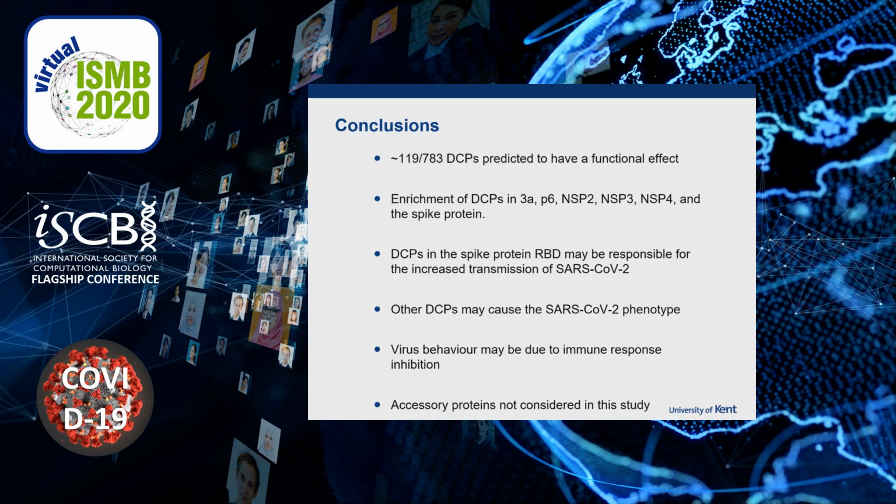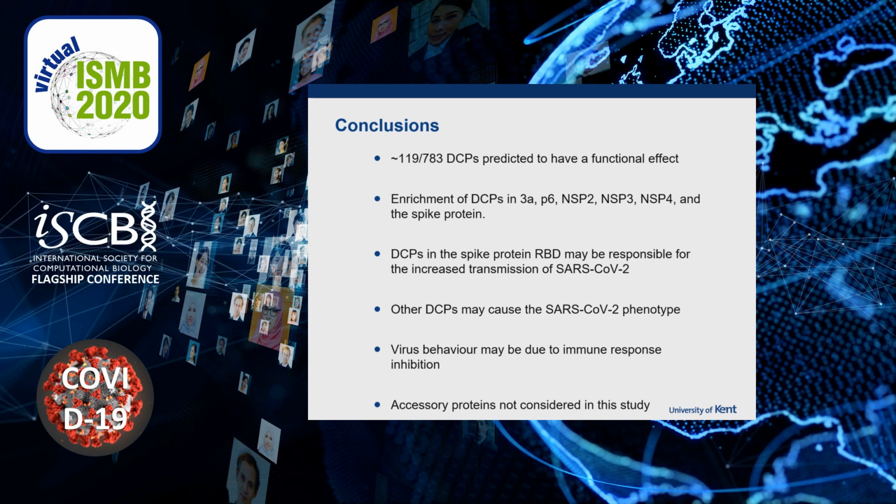So to conclude, we identified around 119 out of 783 DCPs that we predict to have a functional effect between SARS and SARS-CoV-2. We saw an enrichment of DCPs in 3A, P6, the non-structural proteins 2, 3, and 4, and the spike protein, where DCPs, or differentially conserved positions, in the spike protein receptor binding domain may be responsible for the increased transmission of SARS-CoV-2. However, other DCPs may also be the cause of the SARS-CoV-2 phenotype, where it has a much higher transmission.